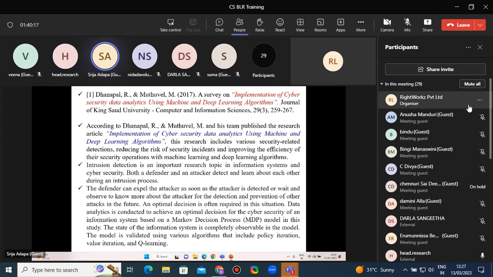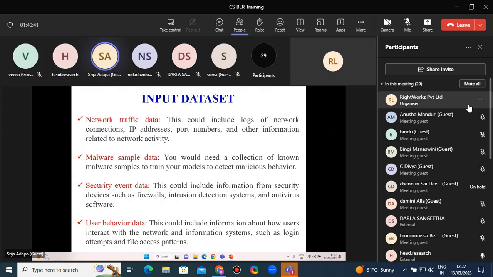Data analytics is conducted to achieve an optimal decision for cybersecurity of an information system based on the Markov decision process, which is the MDP model. In this study, the state of the information system is completely observable in this model. The model is validated using various algorithms that include policy iteration, value iteration, and Q-learning. Here is the input data set.